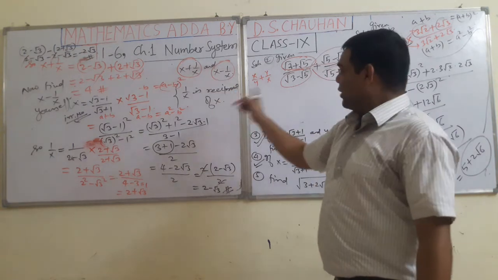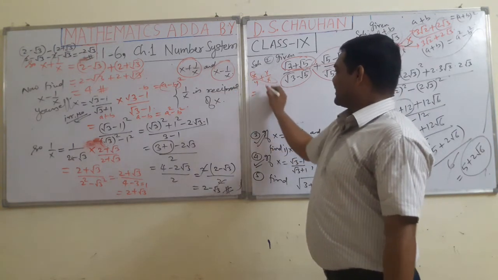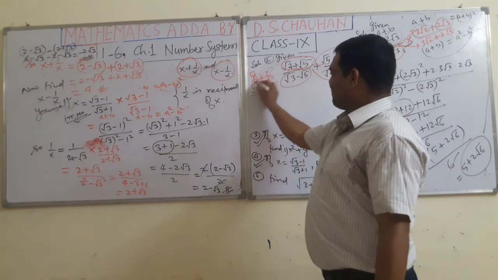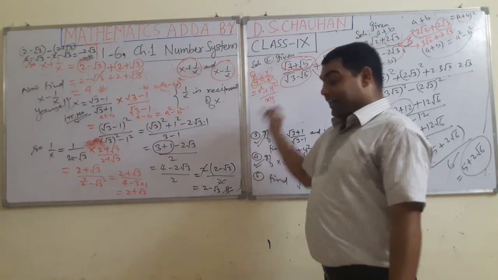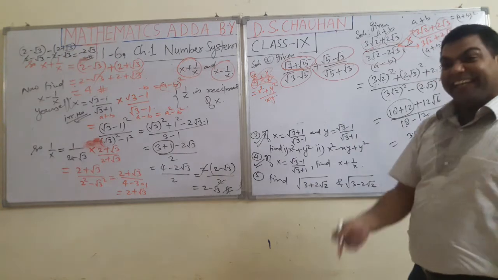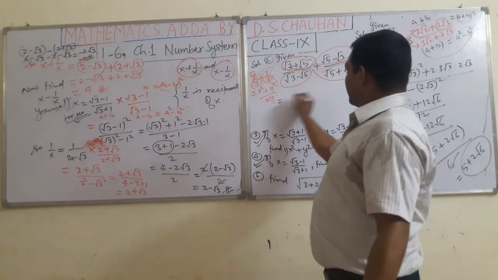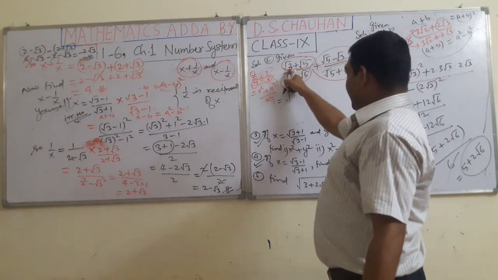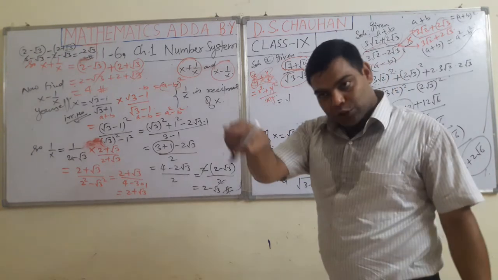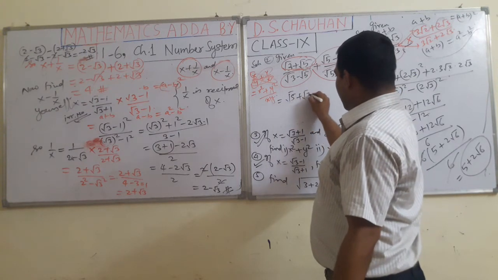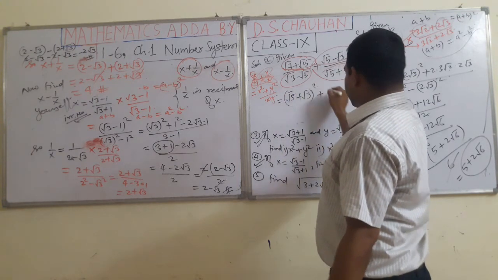So in such cases, how to proceed? Easily. This is x square, this is y square: x square plus y square upon x into y. If you proceed this way, you can very easily get your answer. See, what you can note down: √a plus √b is the same as √b plus √a, so both are the same. Root 5 plus root 3 to the whole square, and this is here.